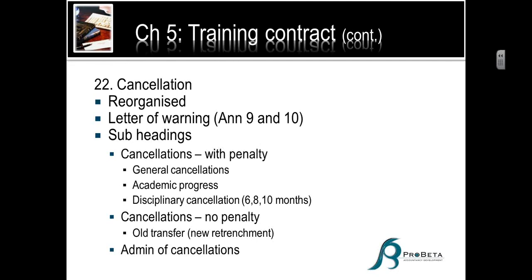22, it's been significantly reorganized. They've included a letter of warning, which is quite nice. I'll take you through that later. And a lot of subheadings for readability. It's much easier to read.